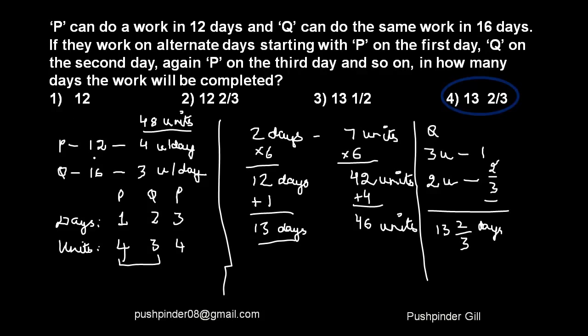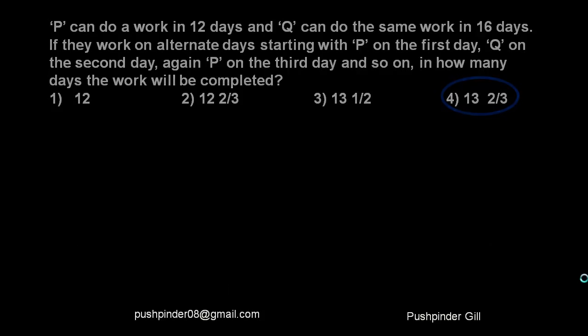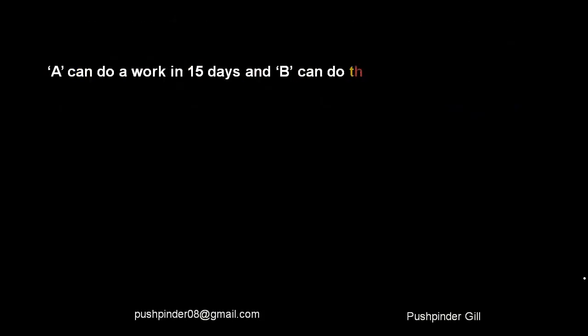Fine. Again, now we require 2 units. However, Q is going to finish 3 units that day. That means he'll be taking just 2/3 of the day to finish the job. So 13 days there, 2/3 day here, that means a total of 13 2 by 3 days, right? So I hope everyone understood. This was a good question, but if you had used unitary method, you would never get the answer. Fine. So let's see that.